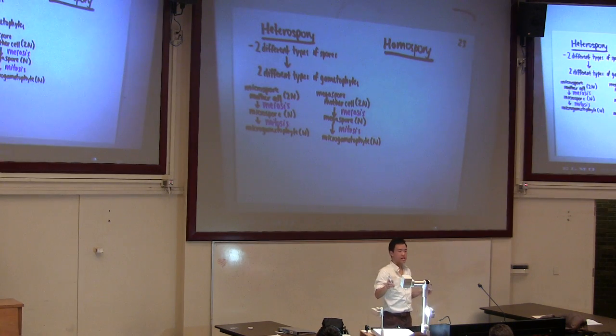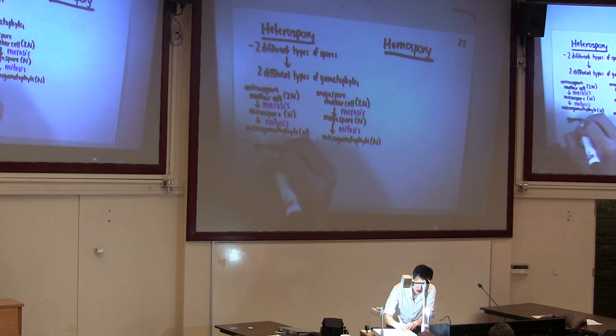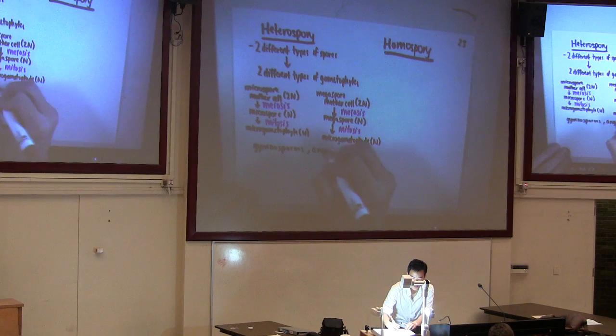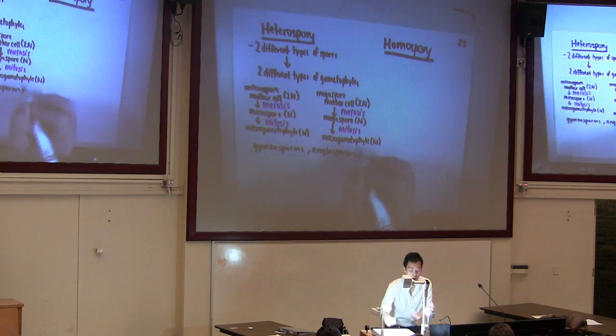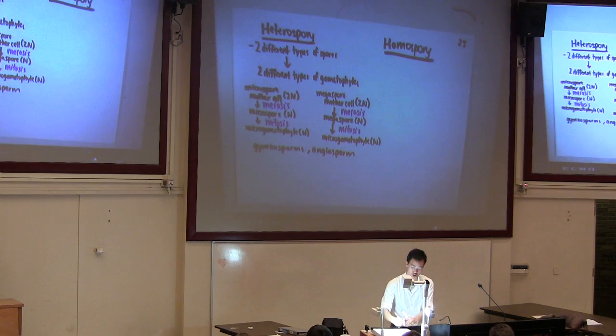Where do you start seeing heterospore? What's the first group of plants that has heterospore? Gymnosperms. The gymnosperms, and then of course the angiosperms also have it. Why is it more advanced than the other category? This eliminates the need for swimming sperm, right? No more swimming sperm.